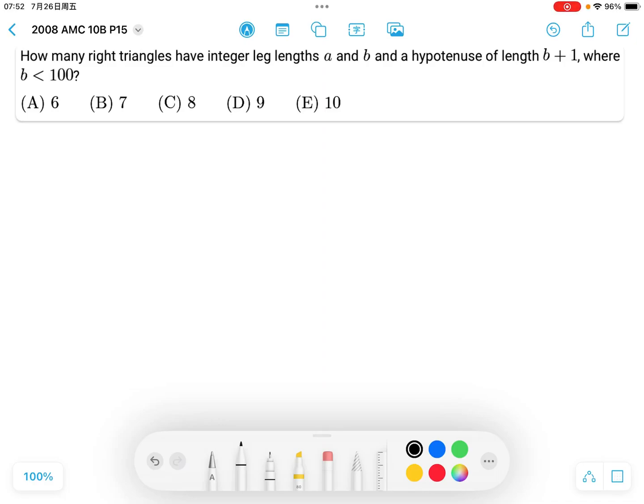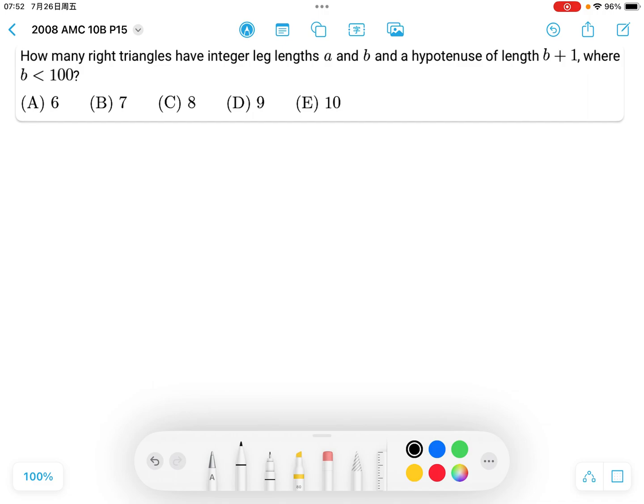So today we're going to talk about 2008 AMC 10B problem 15. How many right triangles have integer leg lengths a and b and the hypotenuse of length b plus 1, where b is less than 100? We have 5 options here, A, B, C, D, E.